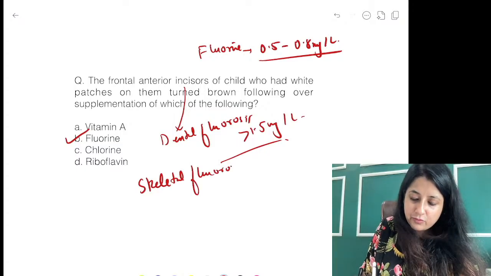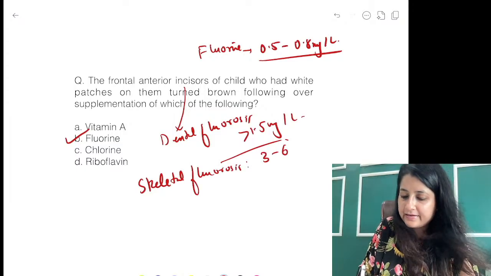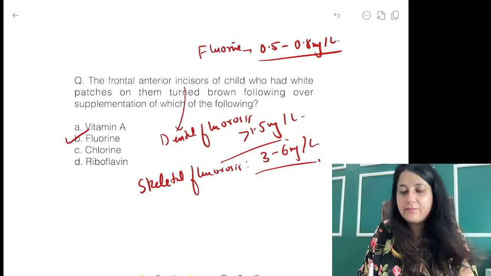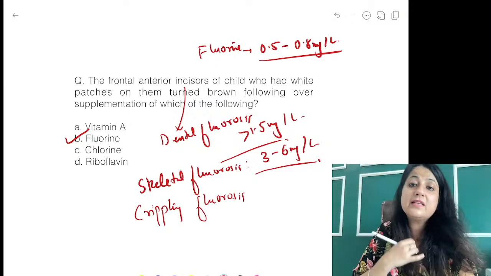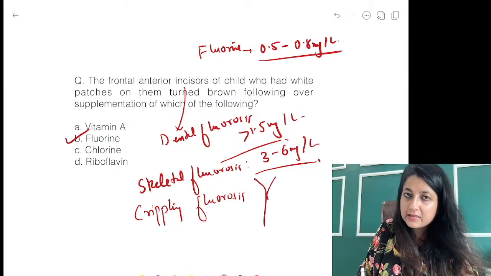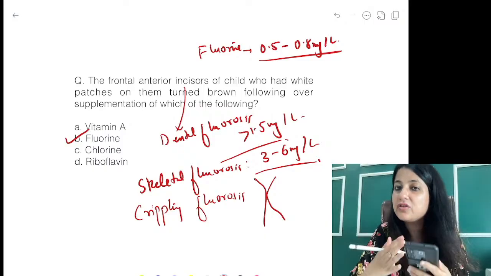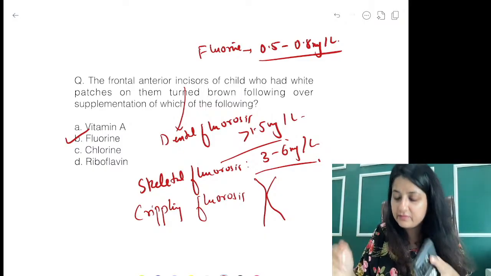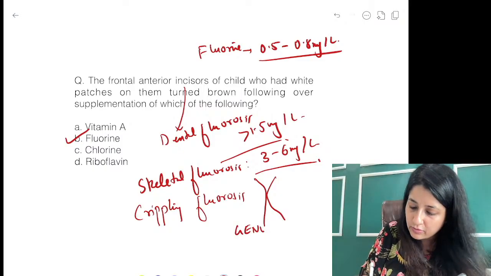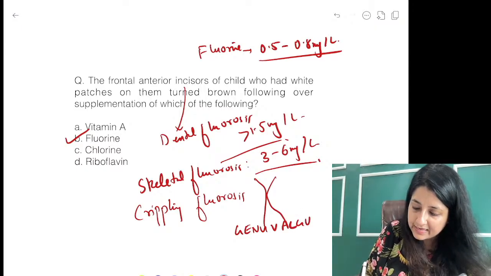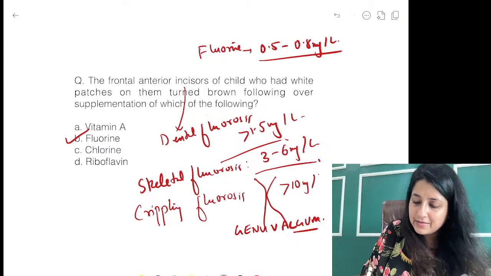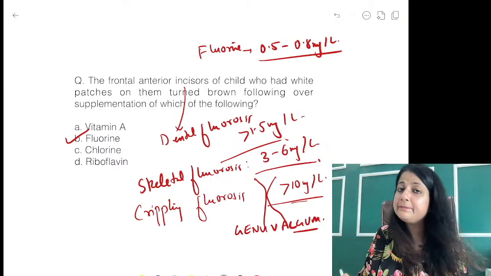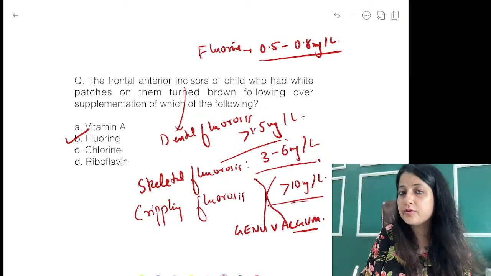Skeletal fluorosis, if you talk about it, is when the fluorine content is 3 to 6 milligram per liter. And crippling fluorosis, everybody, means knock knee. Knock knee means not varum, the knees have stuck together. So this is genu valgum. It is more than 10 milligram per liter, and there should not be any confusion in this.